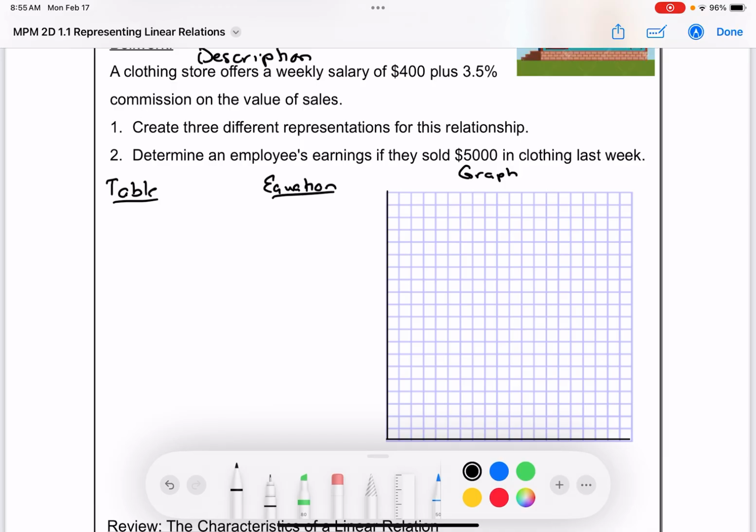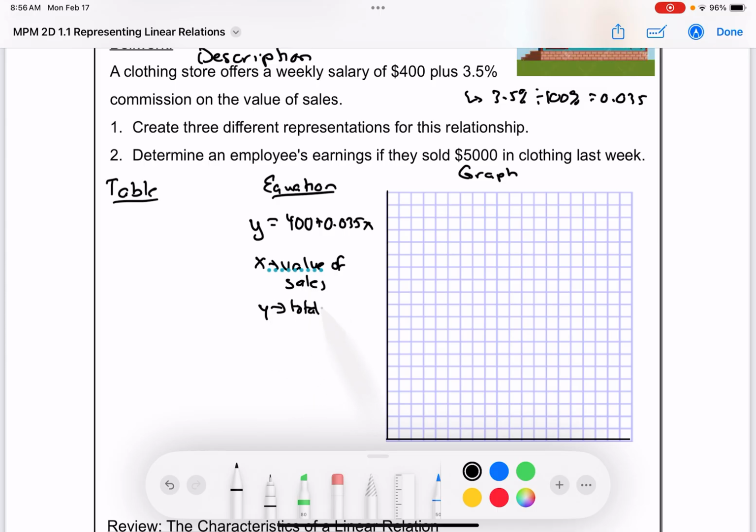Remember, you have to convert percents to decimals. So 3.5%, you would just divide it by 100% to make it into a decimal. Okay, so your equation would look something like y equals 400 plus 0.035 times the value of what you sell. So x is going to be the value of sales, and y would be your total earnings. I'm going to talk to you a lot about defining your variables. This is what I mean. Always tell me what x and y represent.